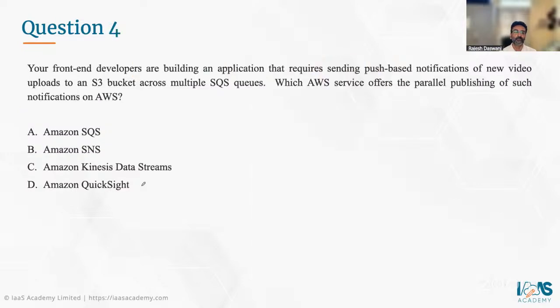Okay, question 4. Your front-end developers are building an application that requires sending push-based notifications of a new video upload to an S3 bucket across multiple SQS queues. Which AWS service offers parallel publishing of such notifications on AWS?